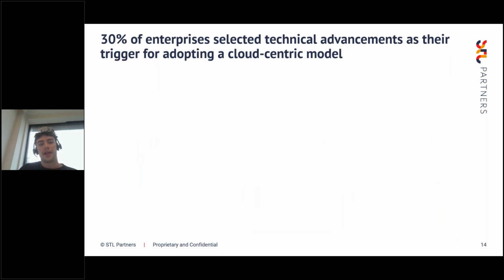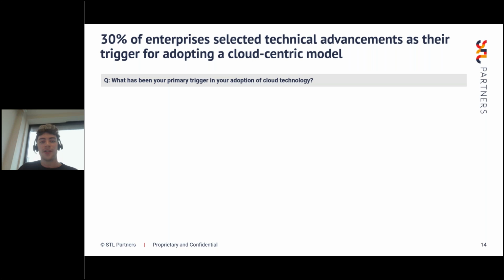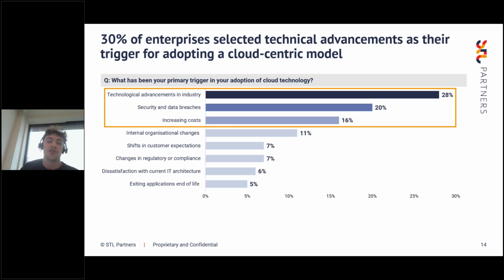We know that demand for cloud services is continuing to grow as enterprises increasingly explore digital transformation practices. Cloud-based applications are playing a crucial role in facilitating remote work. We tried to build on this with a survey question which asked what the primary trigger was in adoption of cloud technology. It concluded that almost 30% of enterprises see technical advancements in the industry as their primary trigger. By technical advancements, we're referring to improvements in the industry that could benefit from cloud technology.